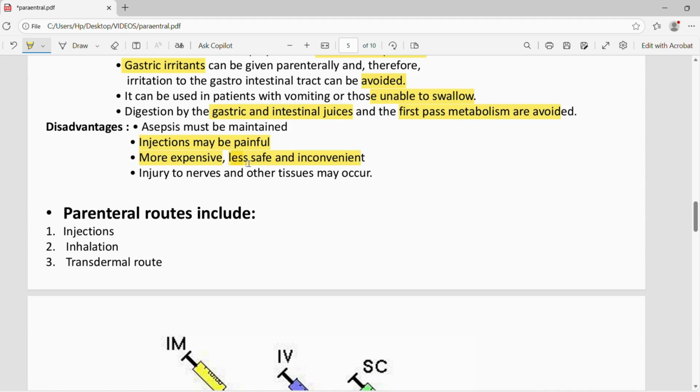Less safe in the sense that some may cause nerve damage. Okay, and it is a highly inconvenient route.